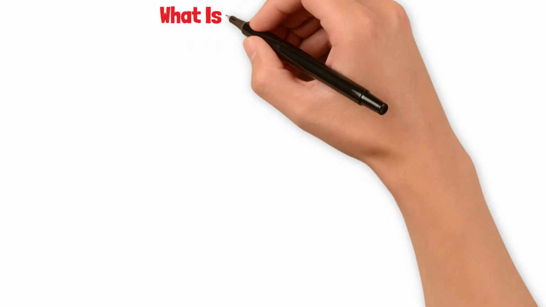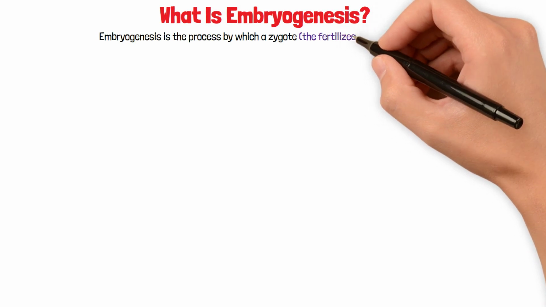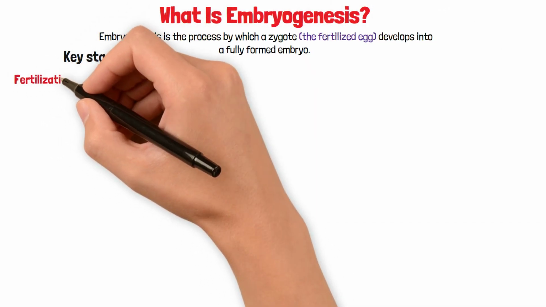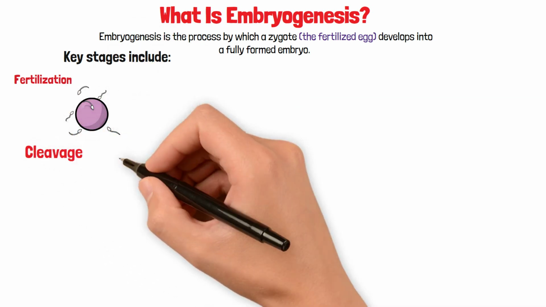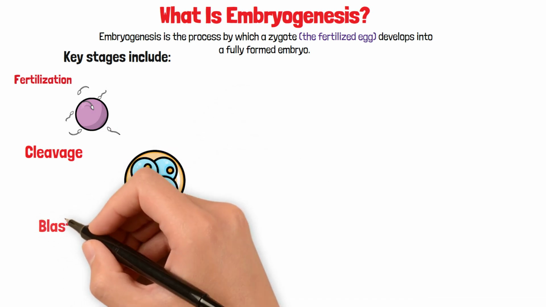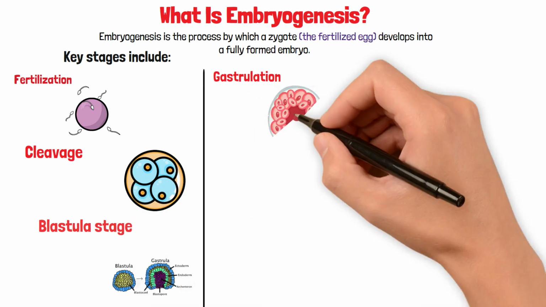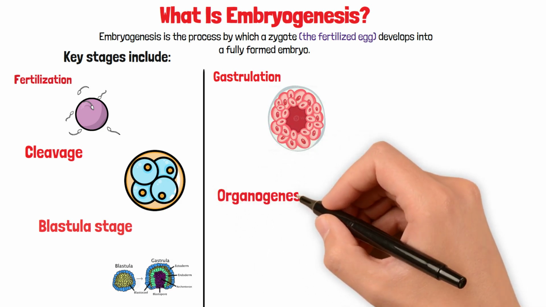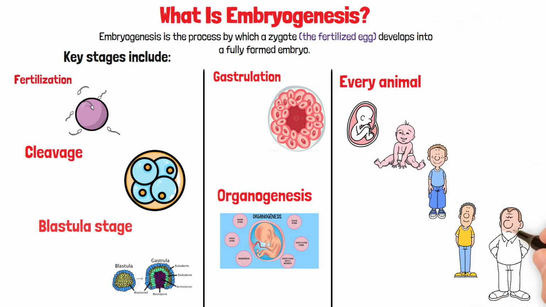What is embryogenesis? Embryogenesis is the process by which a zygote, the fertilized egg, develops into a fully formed embryo. Key stages include fertilization: fusion of sperm and egg creates the zygote. Cleavage: rapid cell divisions without growth, forming a ball of cells called the morula. Blastula stage: cells organize into a hollow sphere. Gastrulation: cells migrate to form 3 germ layers: ectoderm, mesoderm, endoderm. Organogenesis: organs and tissues begin to develop from these layers. Every animal, including humans, follows variations of this blueprint.